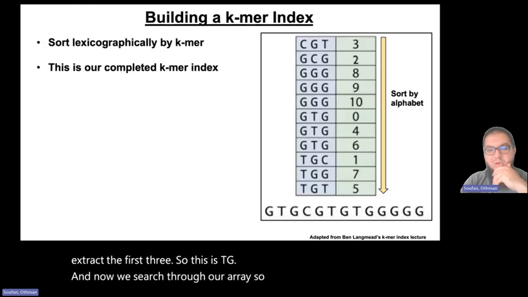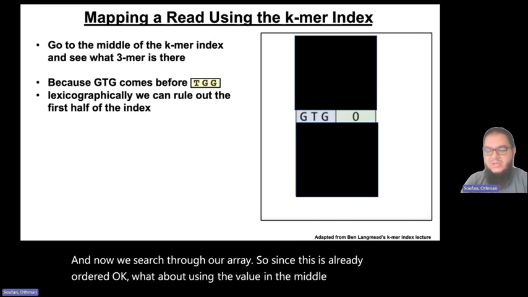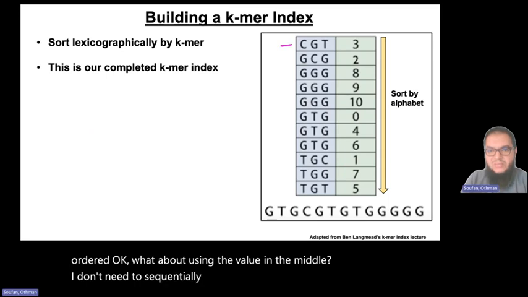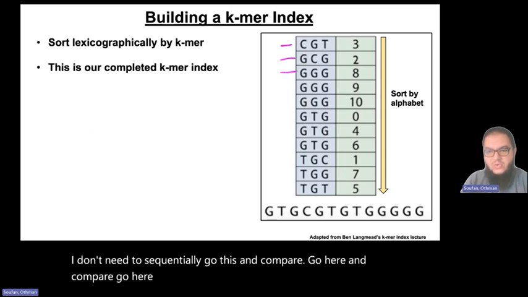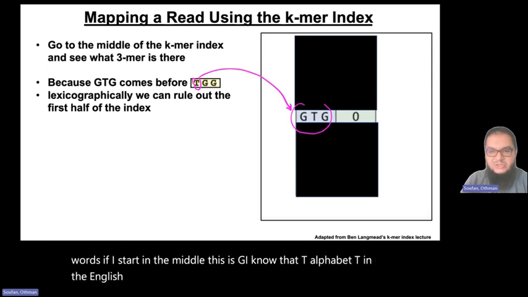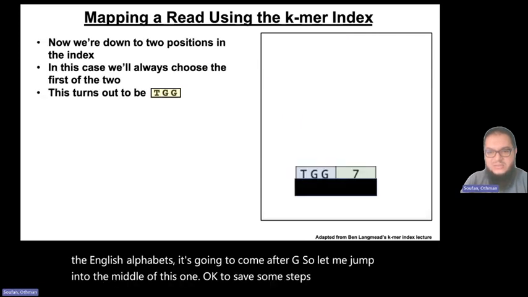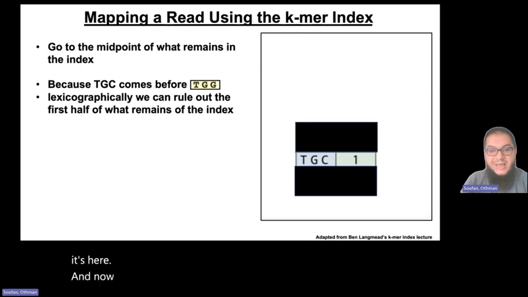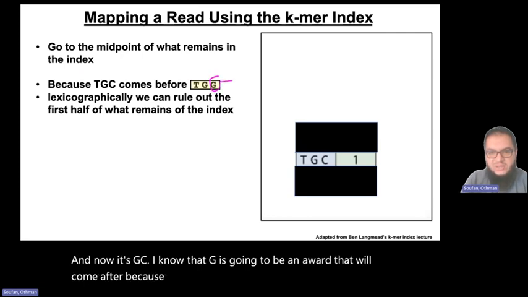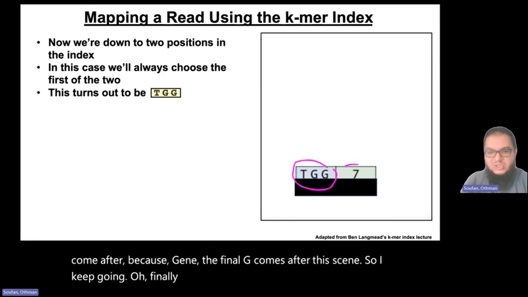Since this is already ordered, what about using the value in the middle? I don't need to sequentially go here and compare, go here and compare. I know this is ordered. So if I start in the middle, this is GTG. I know that T in the English alphabet is going to come after G. So let me jump into the middle of this one to save some steps, and so I know it's here. And now it's TGC. I know that TGG is going to come after, because the final G comes after this C. So I keep going. Finally I get TGG at position 7.